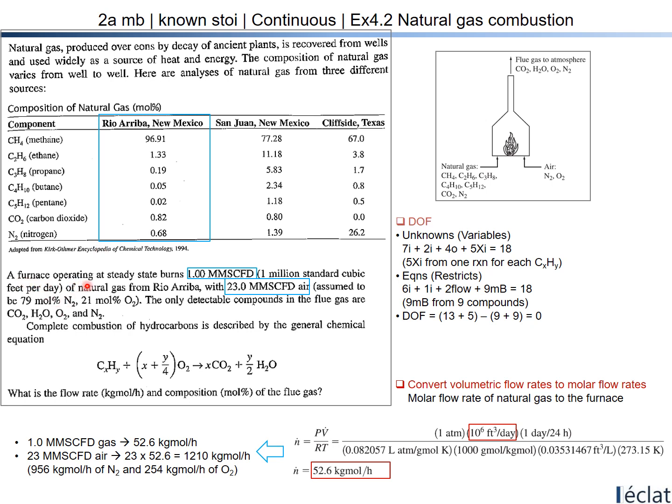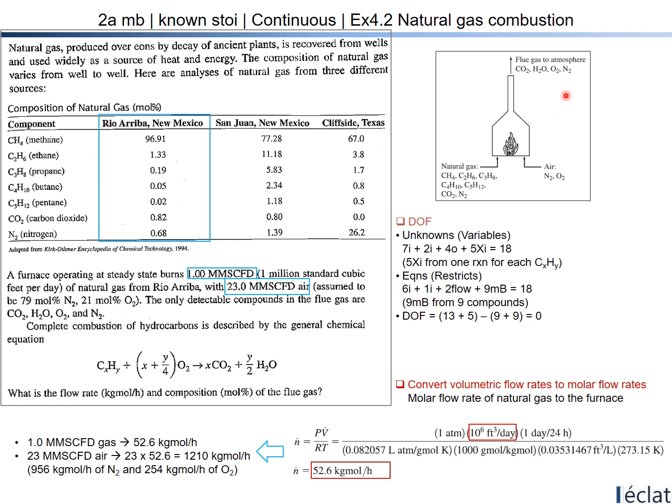A furnace operating at steady state, and by steady state I mean we have no accumulation, burns 1.00 mmSCFD. mmSCFD stands for million standard cubic feet per day of natural gas from Rio Arriba, with 23.0 mmSCFD of air, assumed to be 79 mole percent nitrogen and 21 mole percent oxygen.